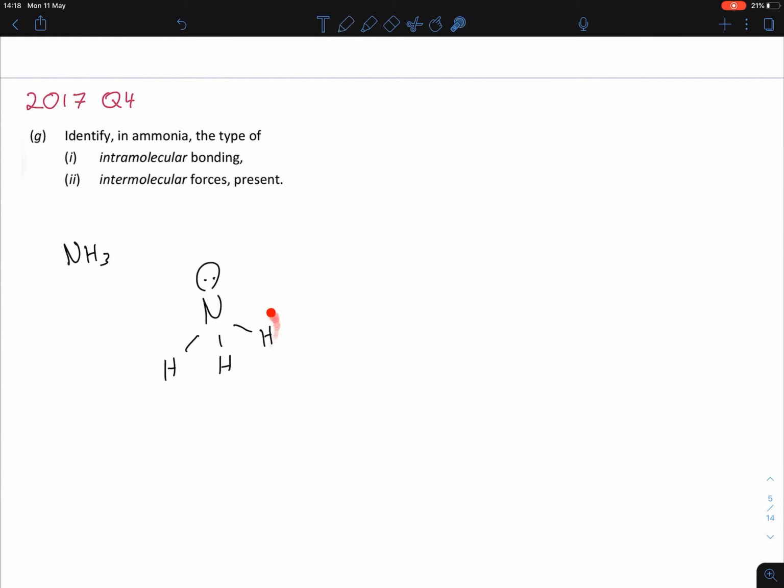Now, part 2 is on intermolecular bonding. So intermolecular bonding is bonding between molecules. All I'm going to do here is draw out a nitrogen and 3 hydrogens, so ammonia, like so. I'm now going to put in 9 electrons here, and the bonding is going to be represented by a dotted line between the nitrogen and hydrogen.